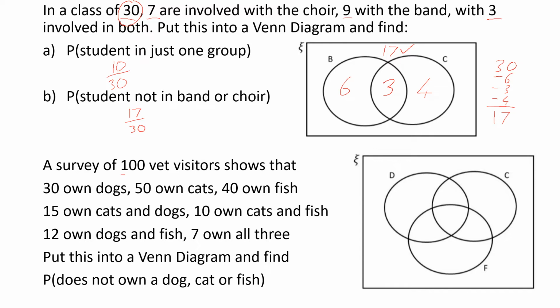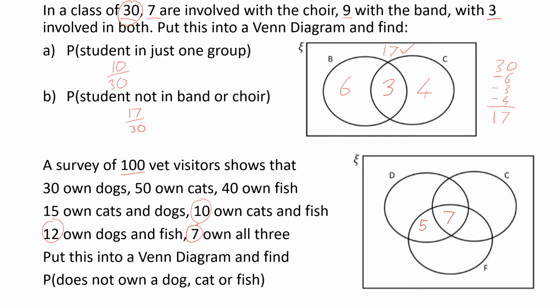We've got 100 vet visitors this time, and again we want to start with the center. The center is people that own all 3 of these animals. We've got dogs, cats and fish. So our 7 is going to go right in the middle. We then work our way outwards, so the next one we might look at is dogs and fish. There are 12 people that own dogs and fish, but we've already counted 7 of them right in the center, so the rest of the dogs-fish overlap is going to be 5.